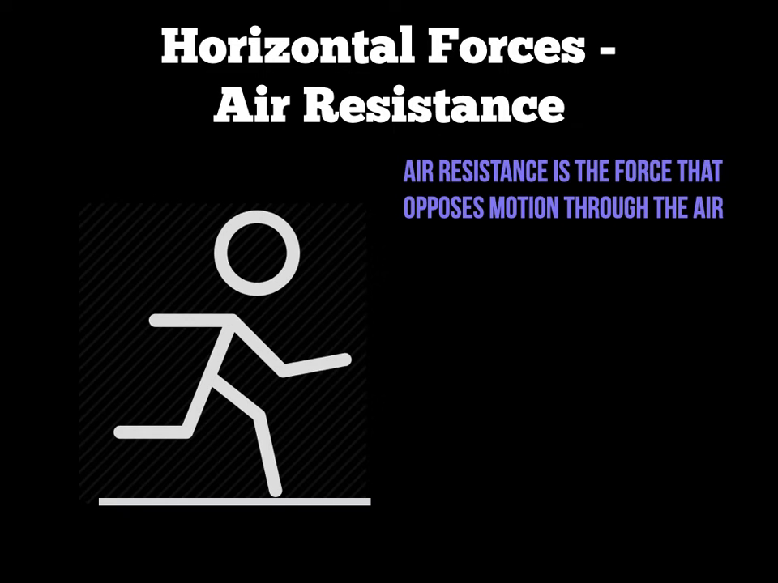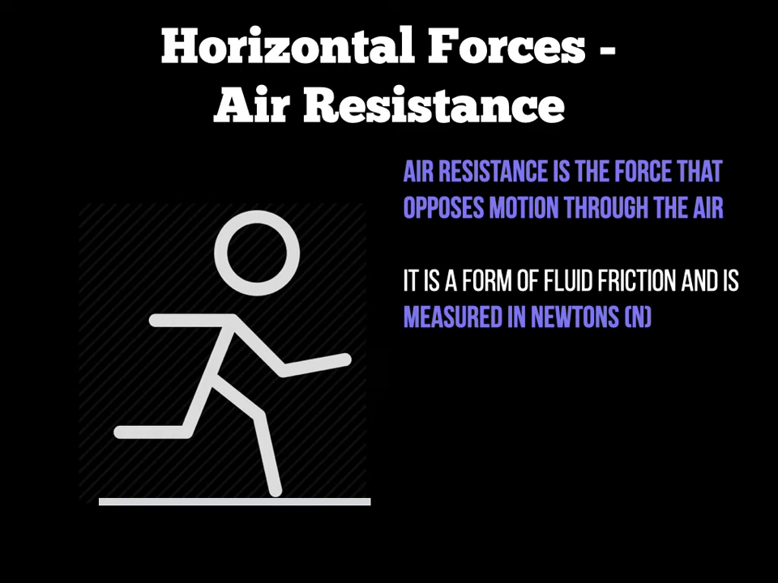Air resistance is a force that opposes motion through the air. So as I travel forwards, I'm going to meet air resistance in some way. If a ball moves forwards, it will meet air resistance. We call that a form of fluid friction, and you'll meet fluid friction in year 2. We measure air resistance in newtons still, so N.